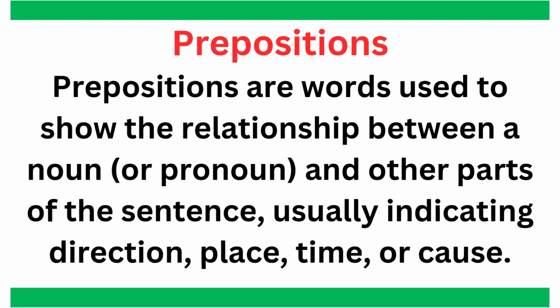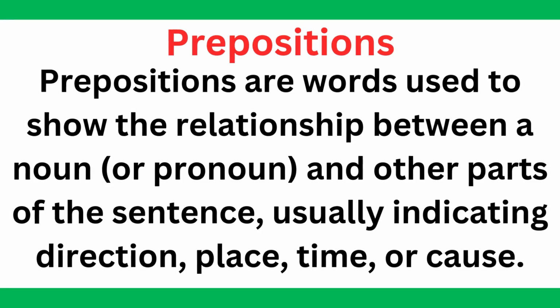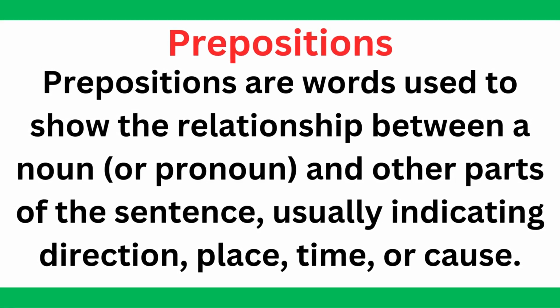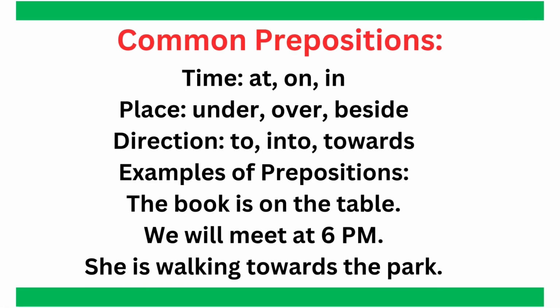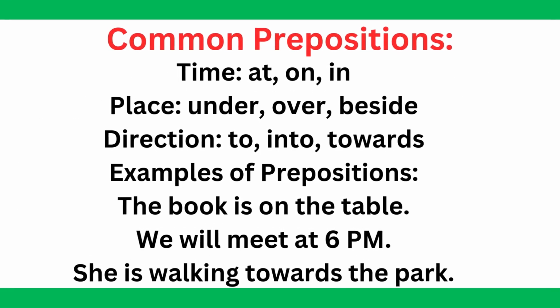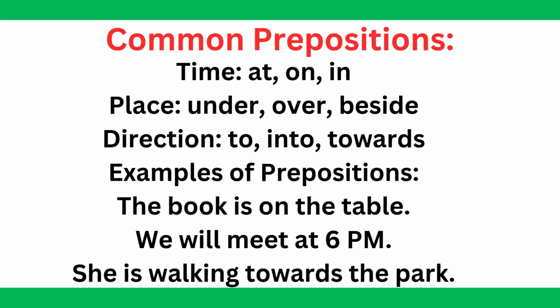Prepositions. Prepositions are words used to show the relationship between a noun or pronoun and other parts of the sentence, usually indicating direction, place, time, or cause. Common prepositions. Time: at, on, in. Place: under, over, beside. Direction: to, into, towards.